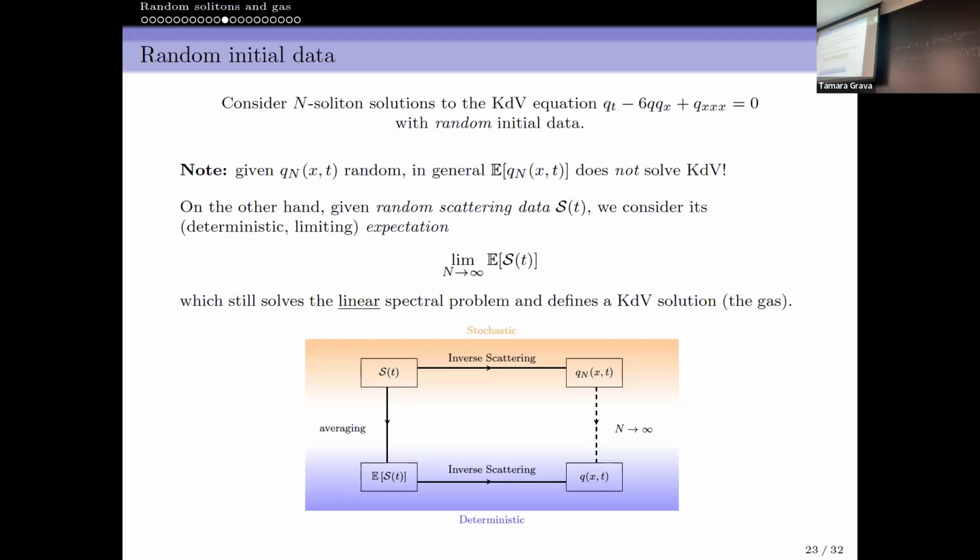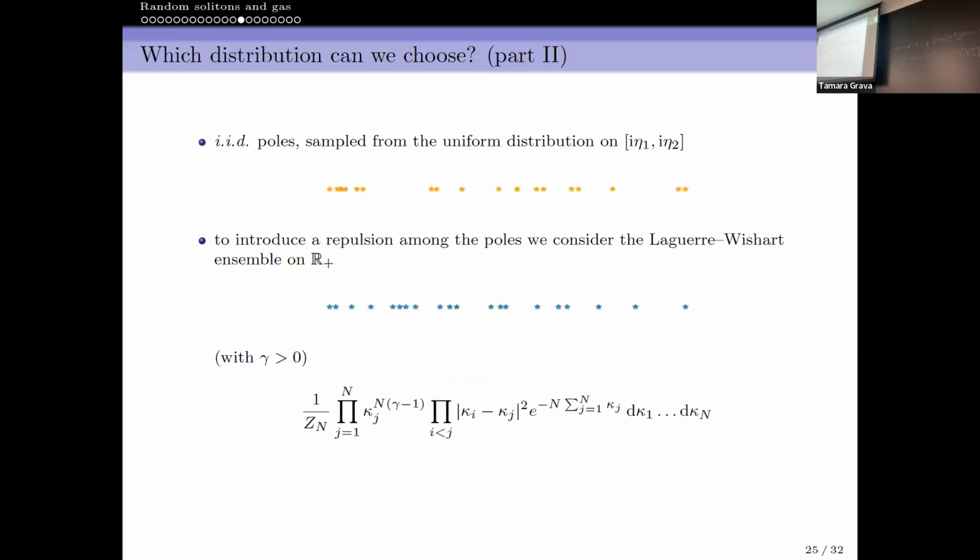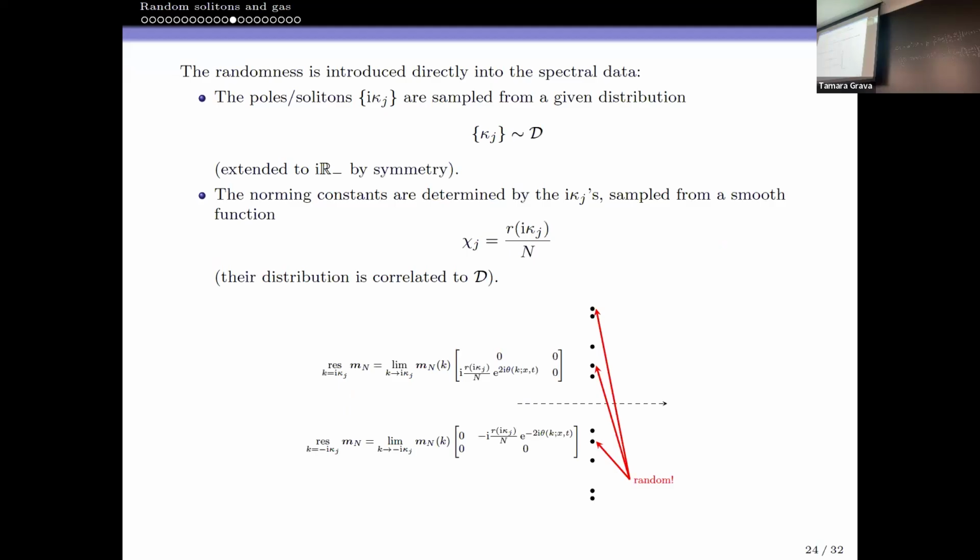So let me explain what kind of randomness I put in. Again, I'm in the same setting as before. I have a bunch of points to choose randomly, and I'm choosing them with some given distribution. So you choose them randomly in an interval.